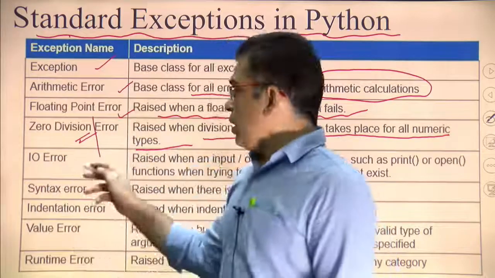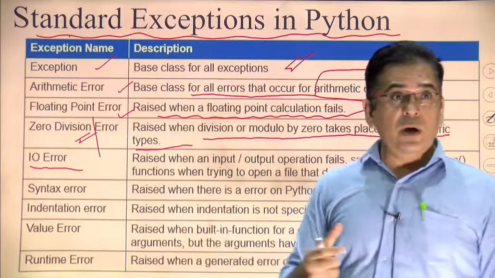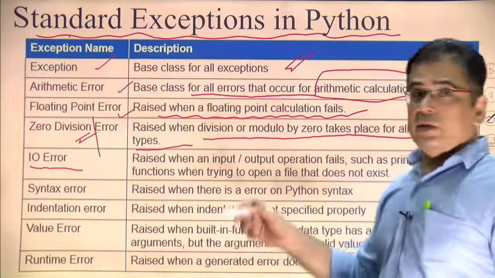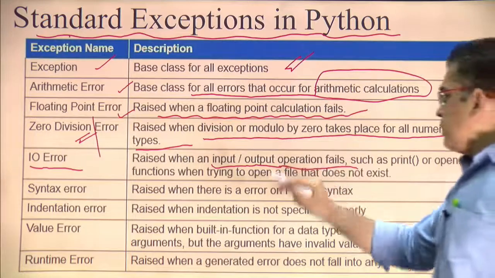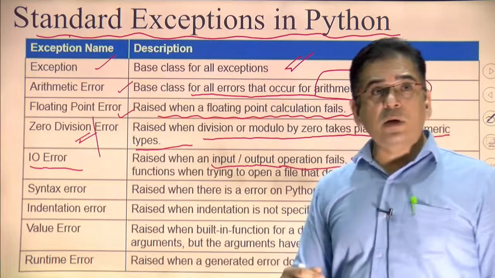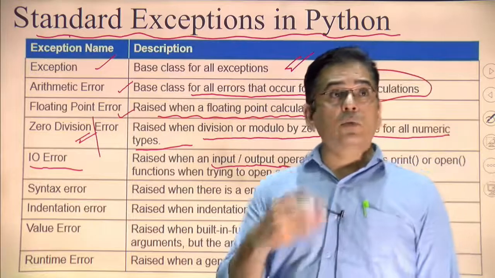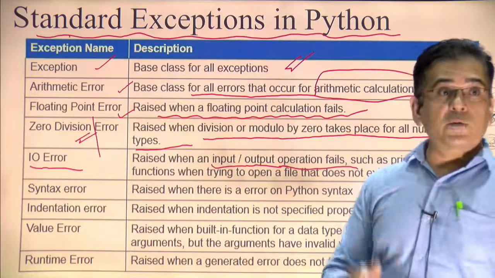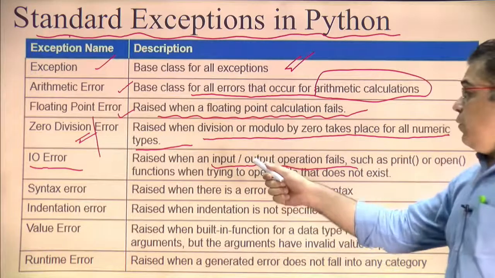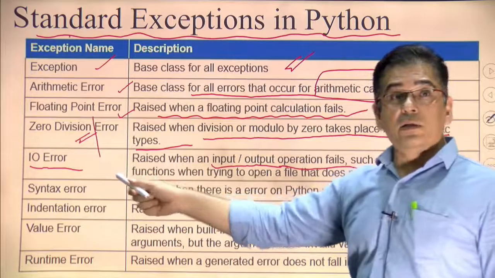Then IOError. I have also told you the brief description of this error. IO errors are the errors which are raised when an input or output operation fails. It means you are inputting some data within a file, or you are outputting some data to the monitor screen or to the printer, or you are storing data in a file. In that case, if any input or output operation fails, then IOError can arise.